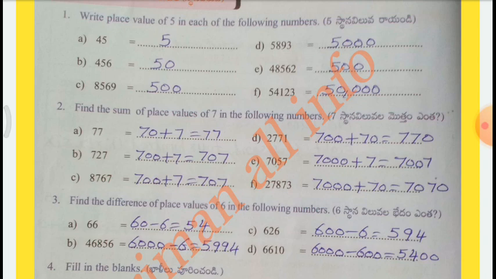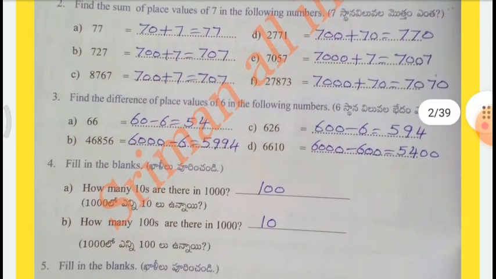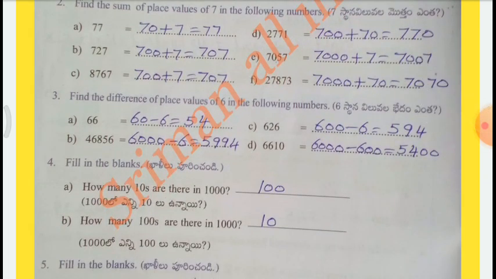Find the difference of place values of 6 in the following numbers. 60 minus 6 is equal to 54. 6,000 minus 6 is equal to 5,994. 600 minus 6, 594. 6,000 minus 600, 5,400.